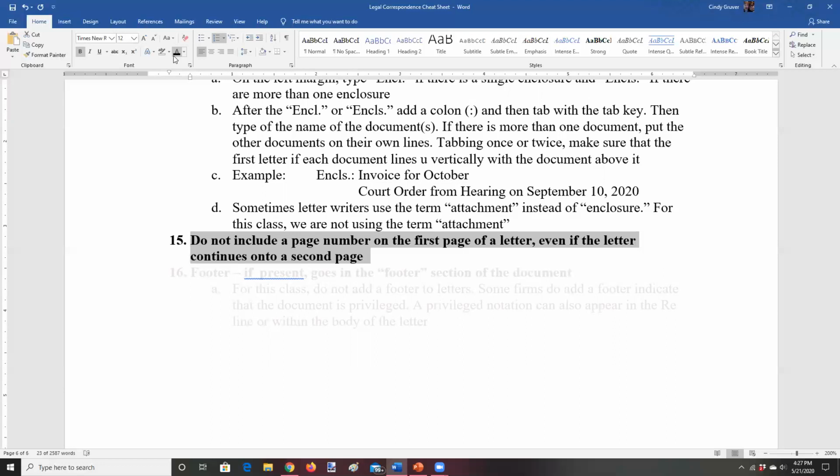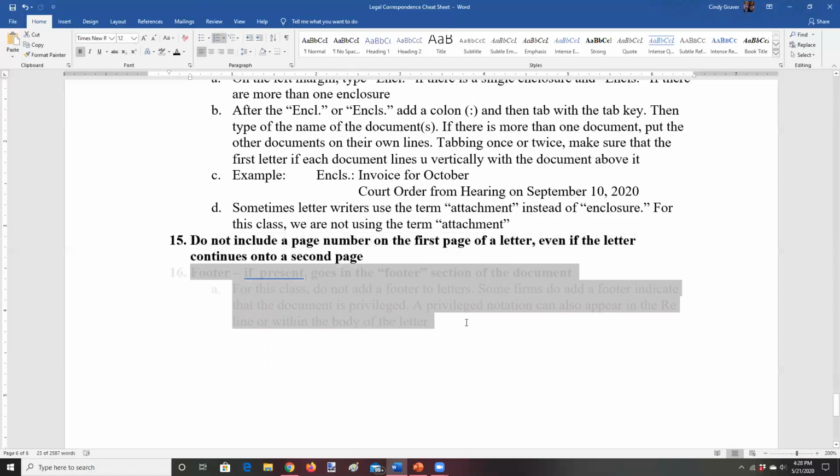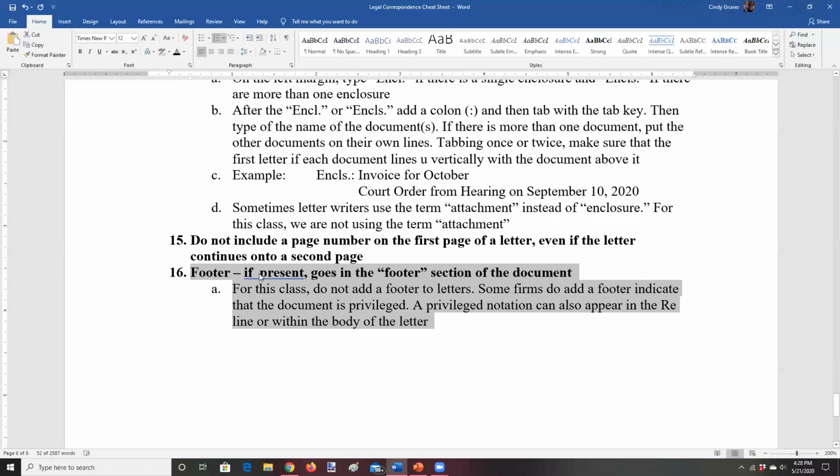And honestly, in a law firm, that's what you'd be doing anyway. So it's a best practice in terms of practicing what you'll be doing in the real world, and it's just easier. And so it's better to keep that separate. But in any event, however you choose to format it, you are going to want to not put the page number at the bottom or any place on the first page. And then our last aspect is going to be the footer.